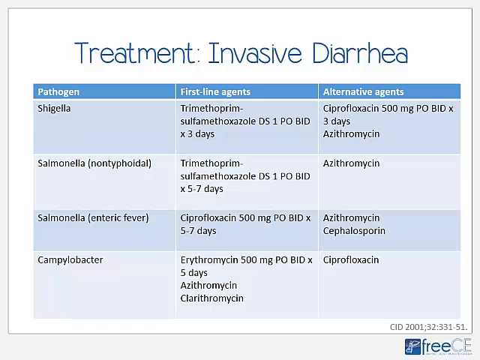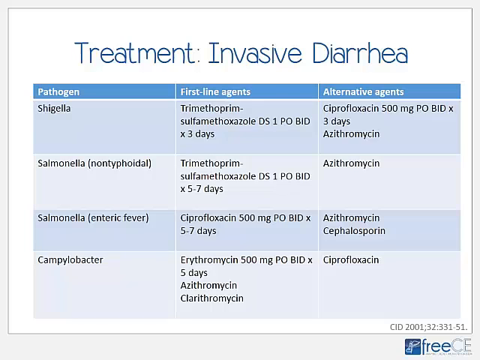You'll notice that for all of our pathogens that are commonly associated with traveler's diarrhea, you can use Bactrim, Cipro, or azithro. So if you have someone who comes in and you're concerned about traveler's diarrhea, you could really pick any of those three as initial treatment while you're waiting for your stool studies to come back.